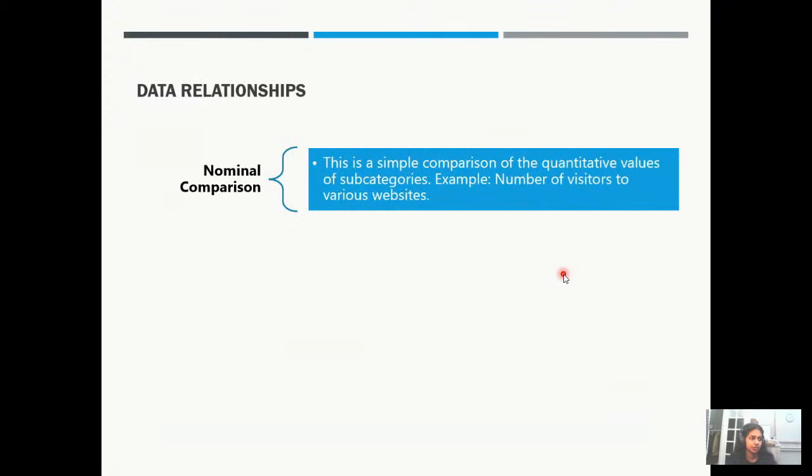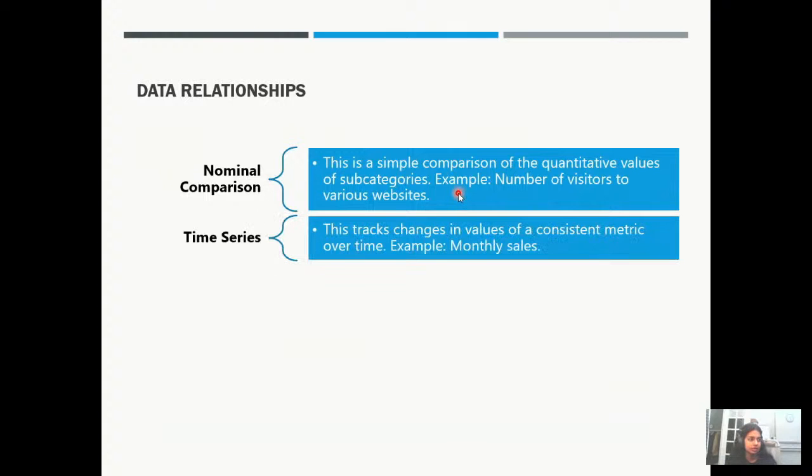What are the relationships? Nominal comparison is a simple comparison of the quantitative values of subcategories, for example, number of visitors to various websites. And then time series. This is the line graph that we saw. It tracks changes in values of a consistent metric over time.